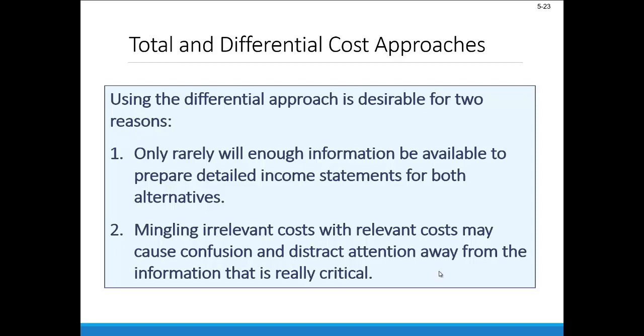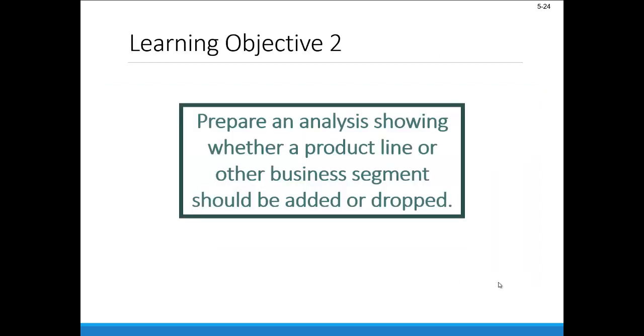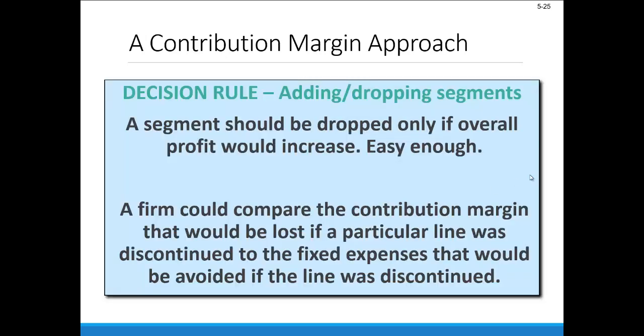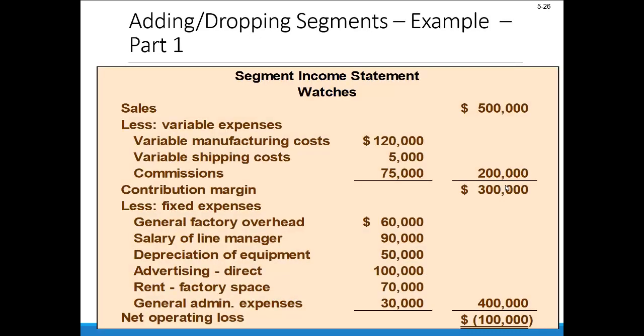and some cognitive load. So that brings us to learning objective 2, which was to prepare an analysis showing whether a product line or other business segment should be added or dropped. And we talked about this a bit in chapter 6 with our segmented income reporting. And we're going to stick to the same general rules we followed then. So our decision rule will be that a segment should be dropped only if overall profit would increase. So a firm could compare their contribution margin that would be lost, or a segment margin, if you remember that term from chapter 6, if a particular line was discontinued, to the fixed expenses that could be avoided if that same line was discontinued. So let's look at an example here.